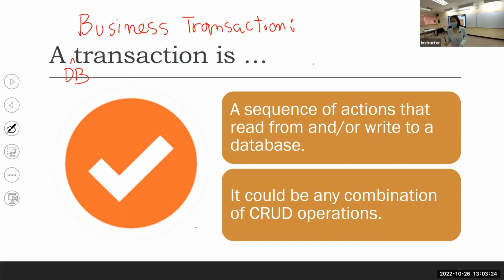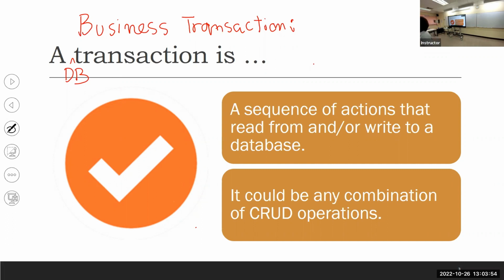Okay, buying item from online. You think this is a business transaction as well? Yes, very good. Anything else? Every team, you have your own project. Type in the chat if you want to type the answer. What are examples of business transactions from your project?